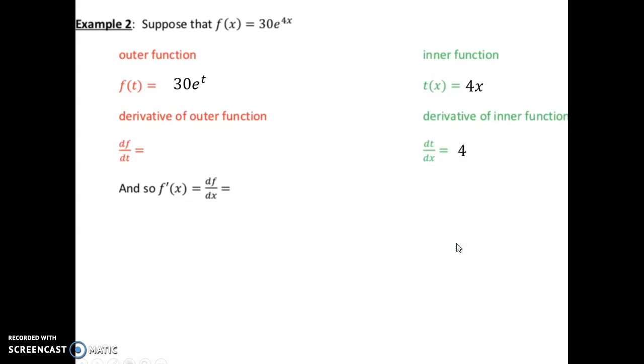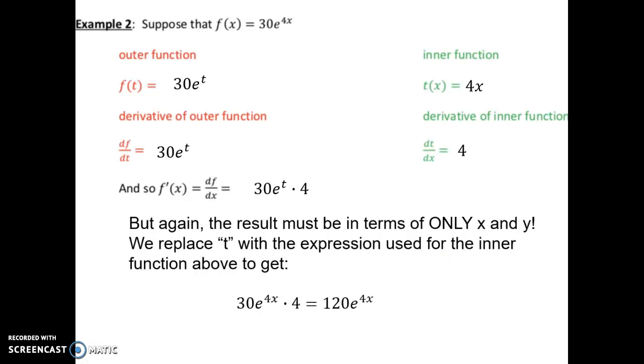Then I take the derivative of each piece. The derivative of the inside function is 4. The derivative of the outside function is 30e to the t. We multiply those two pieces together. But again, we can't leave our result in terms of t. We need to leave our result in terms of x. So I substitute the 4x in for t to get my answer of 30e to the 4x times 4, or 120e to the 4x. Now, this actually leads us to another kind of a shortcut for e to the x.